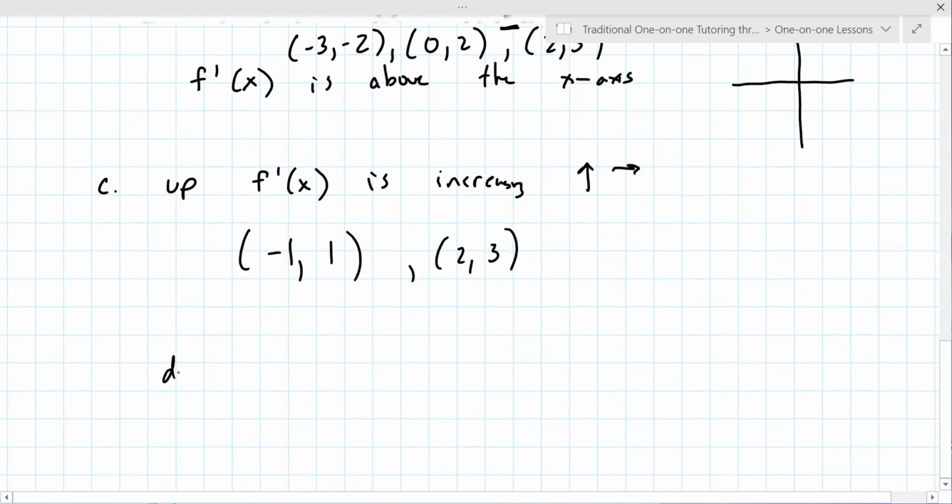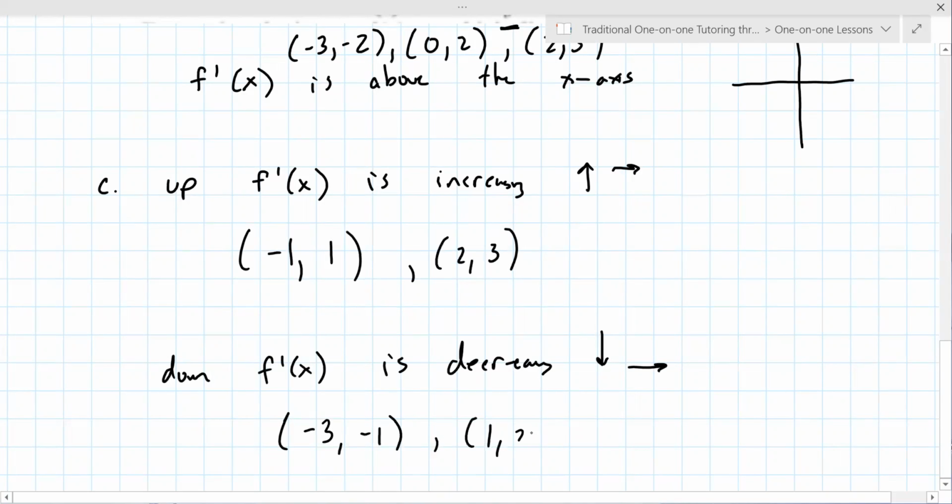And it's concave down when f prime of x is decreasing, because sometimes that still doesn't mean anything. Like, what do you mean decreasing? Well, it's down and to the right. And it's going down to the right from -3 to -1, and then from 1 to 2. And these are always open intervals.